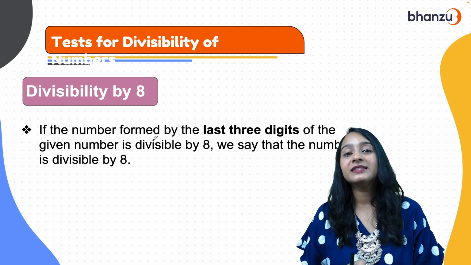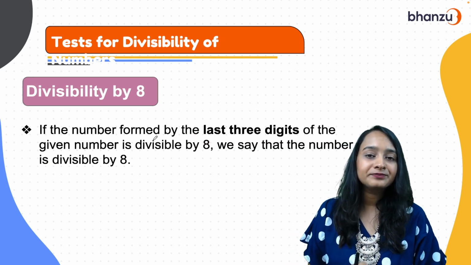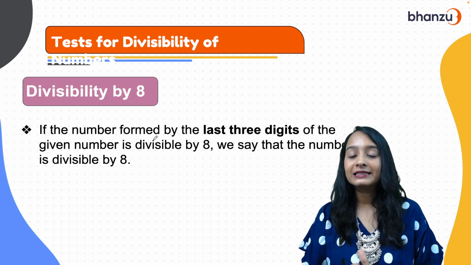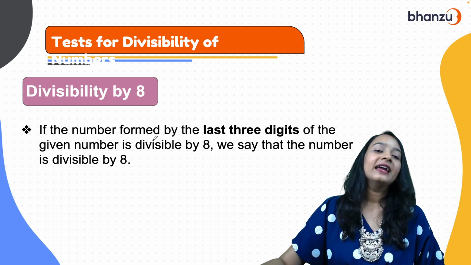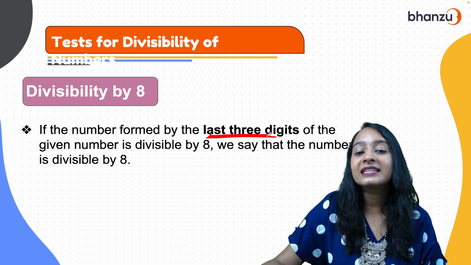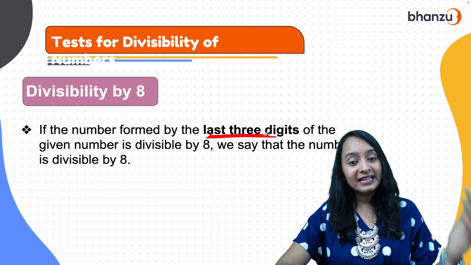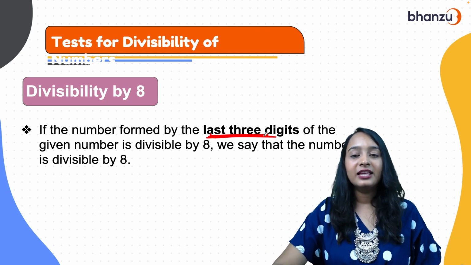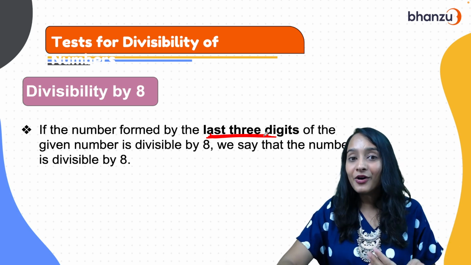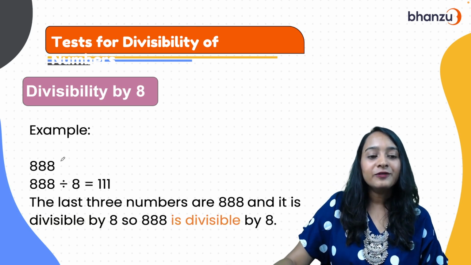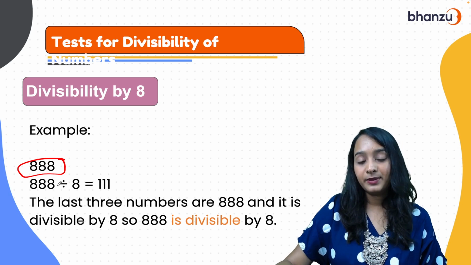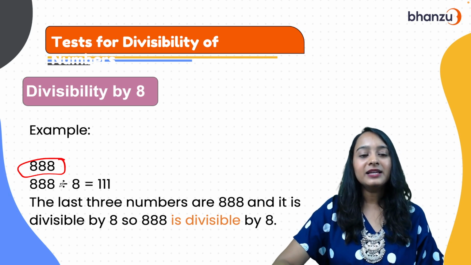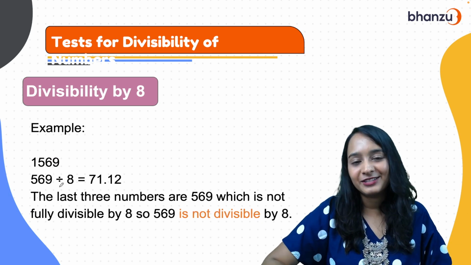And next comes divisibility by 8. In 4, what did we check? The last 2 digits. Right? In 8, we'll check the last 3 digits. If the last 3 digits are divisible by 8, then you can say that the entire number is divisible by 8. So we take 888. Is it divisible by 8? Yes. That means the entire number 888 is divisible by 8.